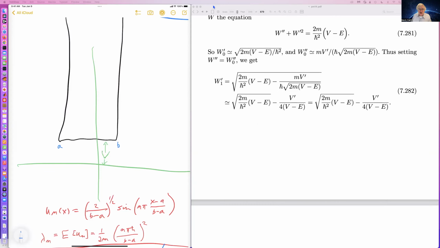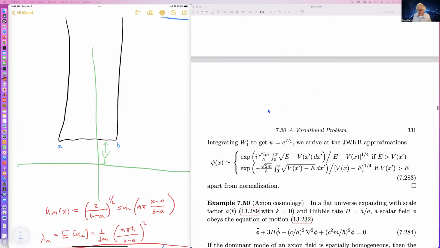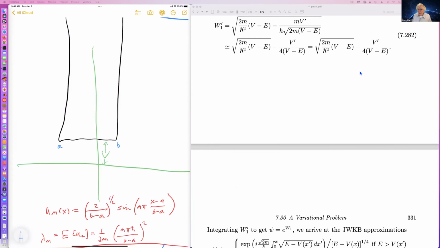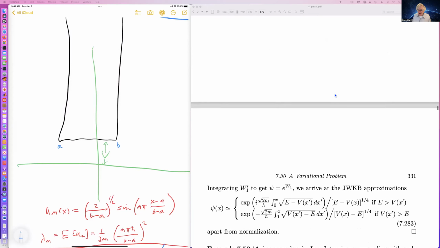Let me get the chat thing going. So type on the chat if you want me to cough up the intermediate term here. It's something I can do if you want me to. Anyway, once we have w1 prime, we put it in the exponent and integrate.